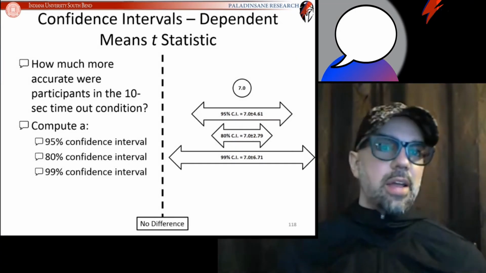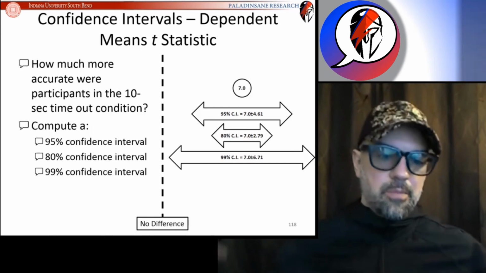All right, so that was a lot. There is your confidence interval overview.